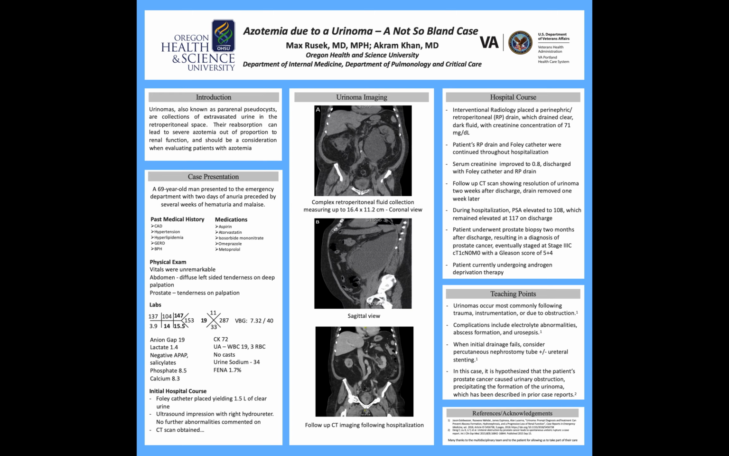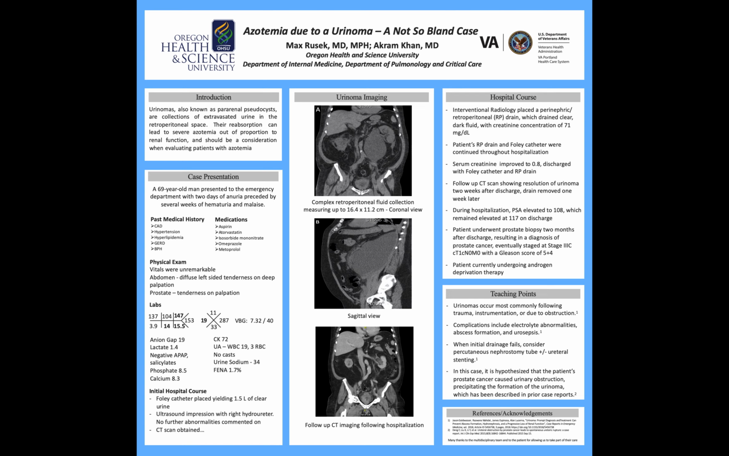In the emergency department, a bedside bladder scan showed a distended bladder, prompting placement of a Foley catheter, which drained 1.5 liters of clear yellow urine. An ultrasound was initially obtained that showed right hydroureter and no other abnormalities. A CT abdomen pelvis was subsequently obtained, which showed a complex retroperitoneal fluid collection measuring 16 by 11 centimeters, seen here in the middle of this poster in the coronal and sagittal views.